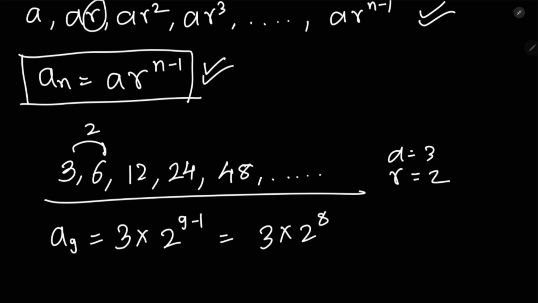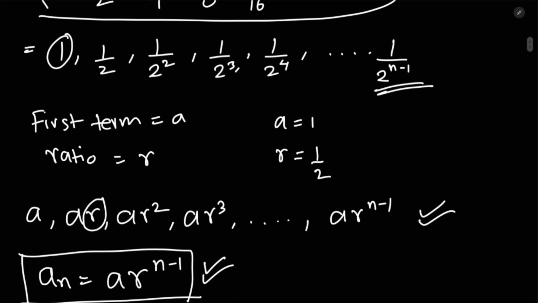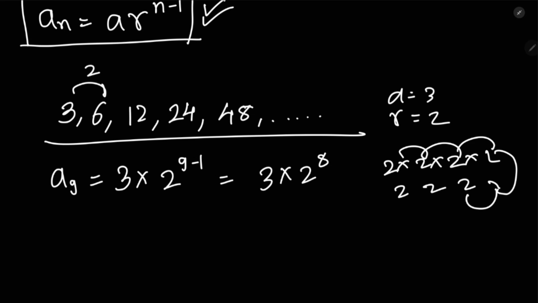Now what is 2 to the power 8? So let me do that quickly. So basically we have 2 eight times, right? 2, 2, 2, 2. So 4, 8, 16, 32, 64, 128, and 128 into 2 will be what? 8, 16, 256. So this is nothing but 3 into 256.